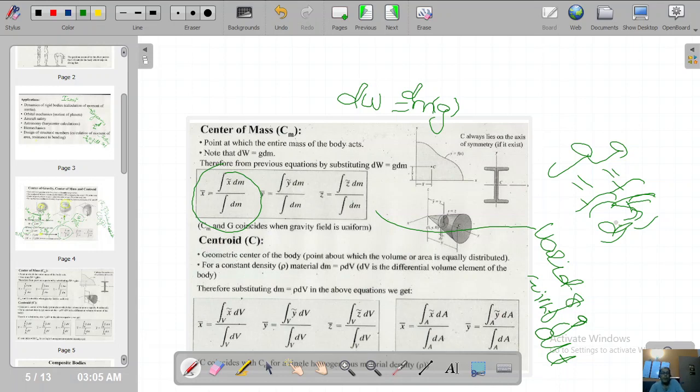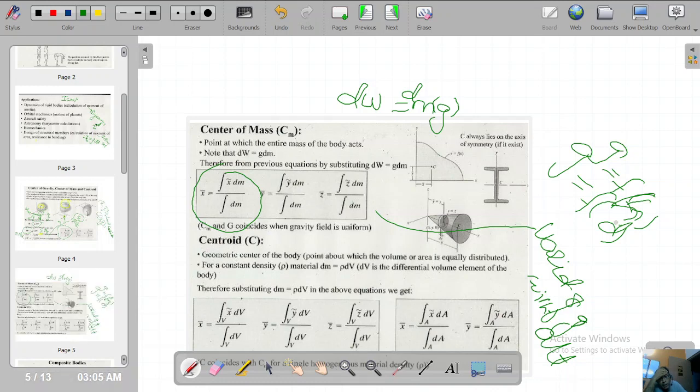Okay, so this is being done, and in the same way I have told you that for all bodies, the center of mass and g will always coincide when the gravity field of that body is uniform. And the other thing is, what is centroid? It is the geometrical center of the body. It depends upon which the volume or area is equally distributed. So the main thing is, when we say centroid, we're talking about volume and area.